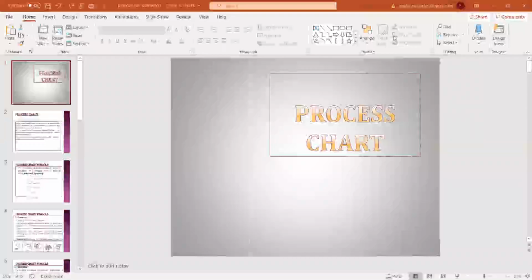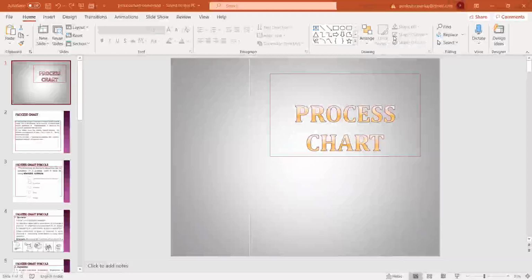Good morning, everybody. So today's topic is process chart in industrial management and operations management. The process chart is a very useful tool when it comes to controlling quality or observing the entire production process in one shot.